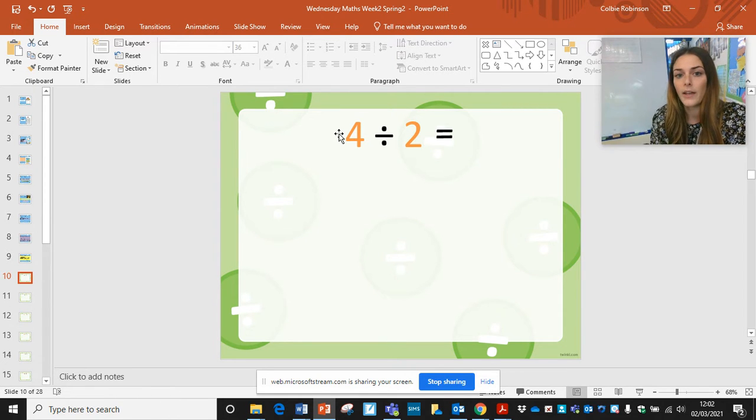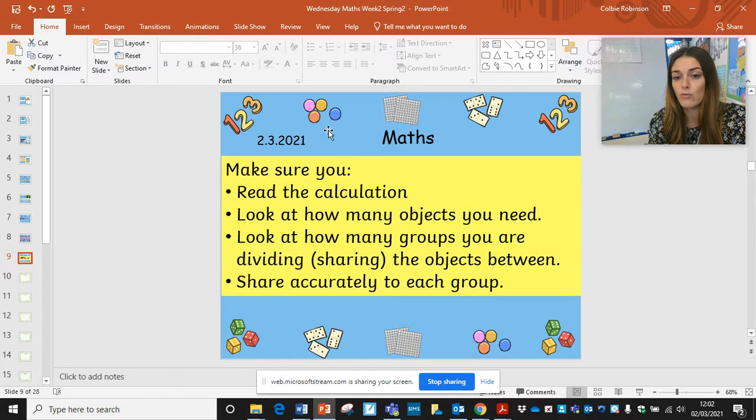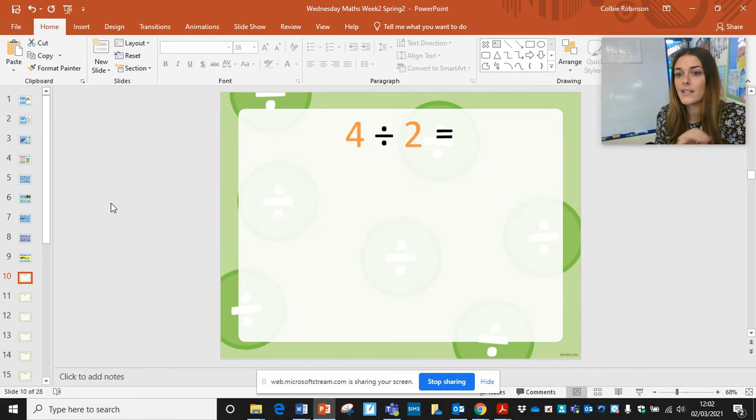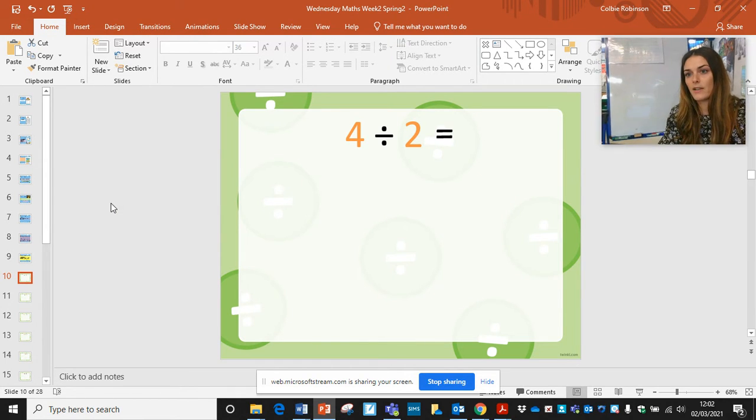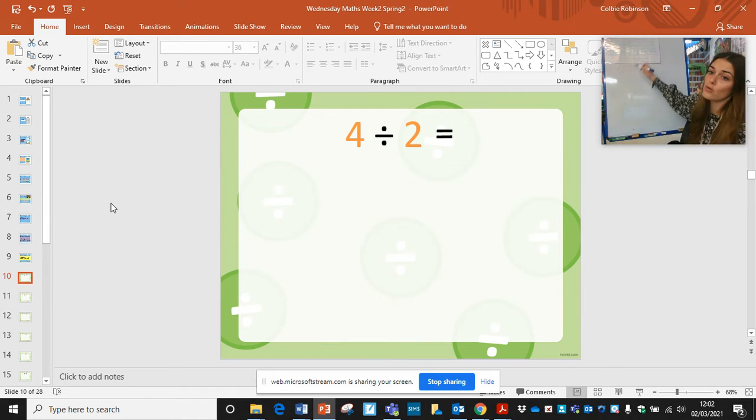So for the first one, going back to those steps, we need to read the calculation. The calculation reads 4 divided by 2 is the same as. So that's my calculation, and I need to work out what to do using my arrays. You'd have your number sentence written out, or you might print these off, and then I'm going to show you how we use arrays, those jottings, to divide. I know that I need to use the amount of 4, that's my biggest number, and I'm sharing that 4 between 2. You might want to draw your circles to share to start off with to support you.